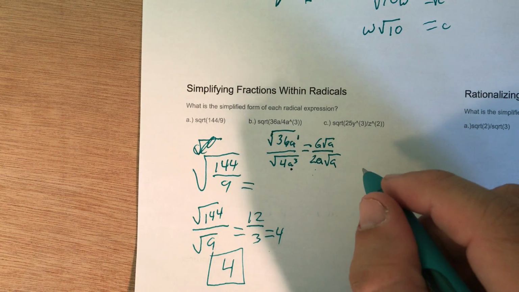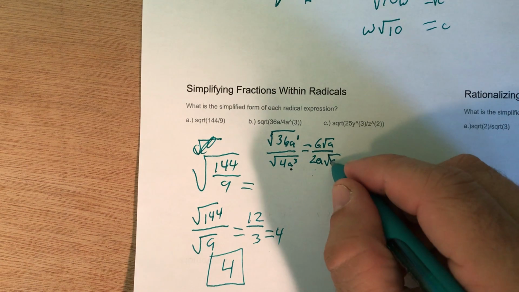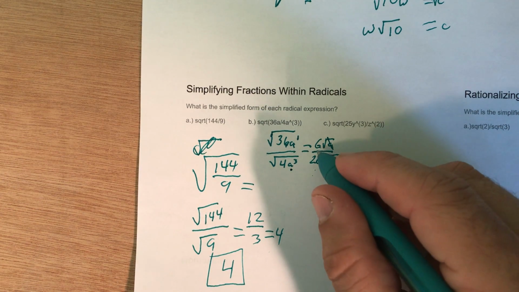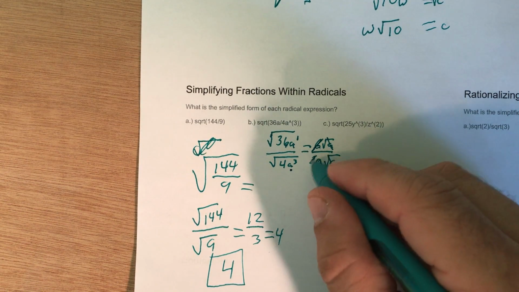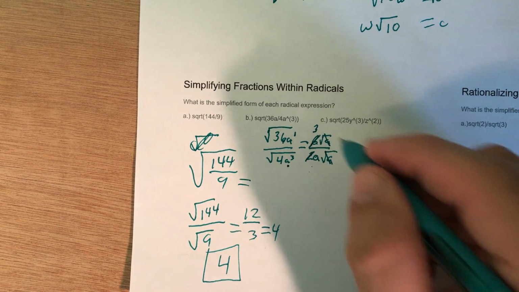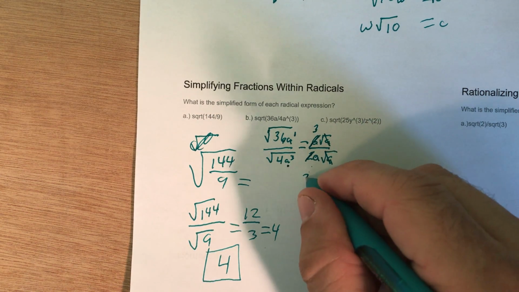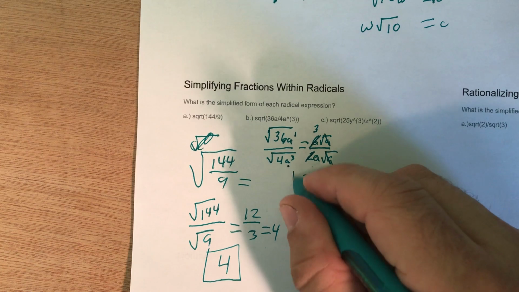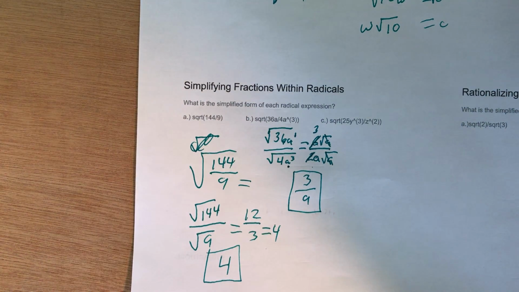Okay, now can you simplify anything here? Well, technically this and this cancel out. So this leaves you 3 up top, which is 3 over a. Here's your answer for that one.